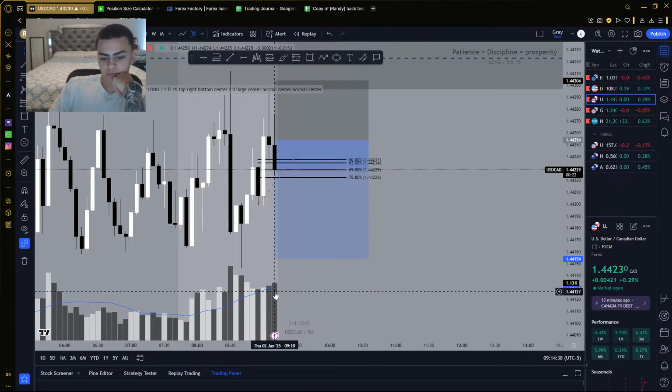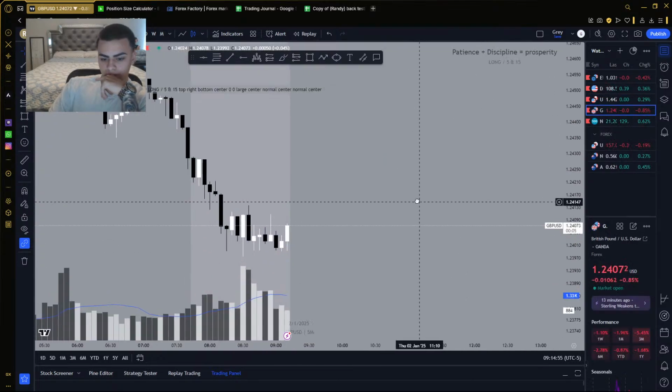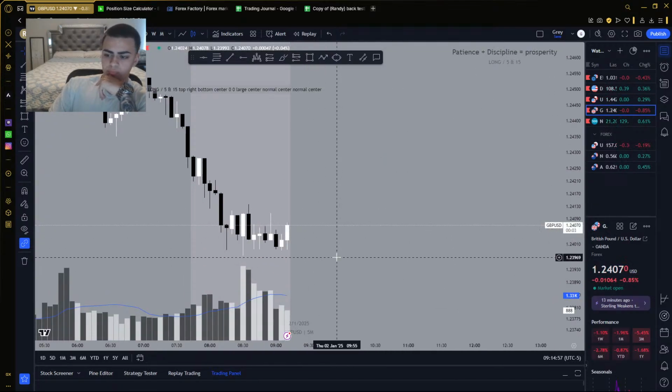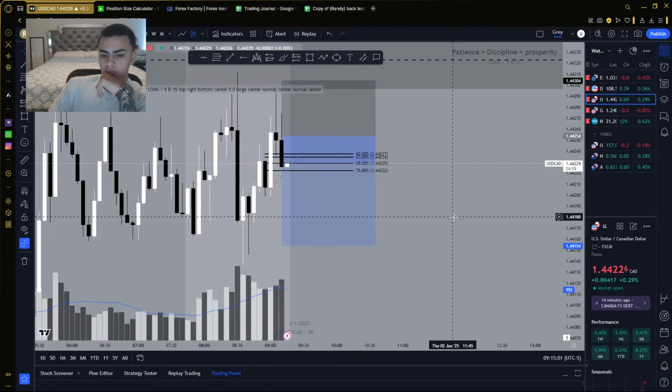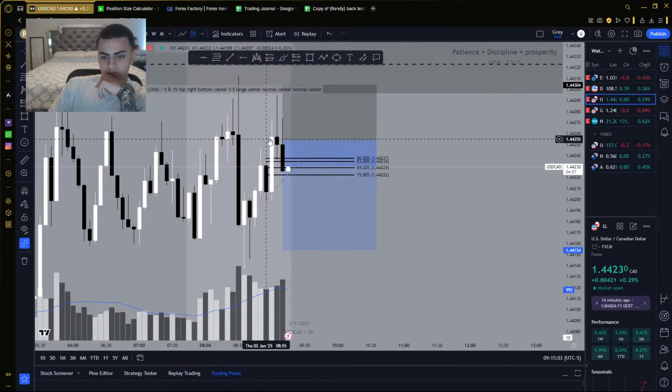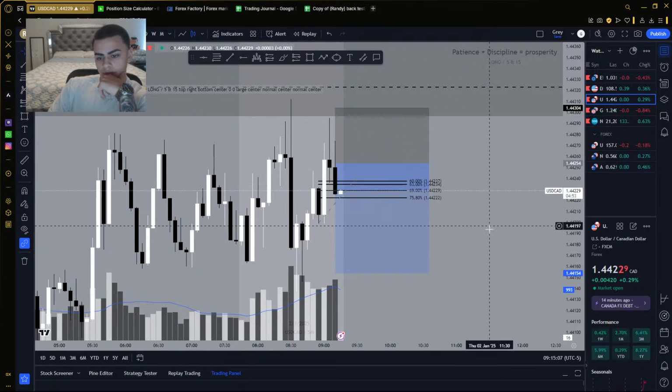This candle has a lot of volume in it too. This looks very good. Look at GBP USD. That looks beautiful. It just broke the structure. This one also looks really beautiful. It looks like it's going to respect the trend.